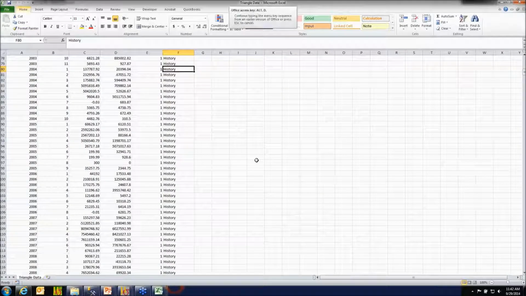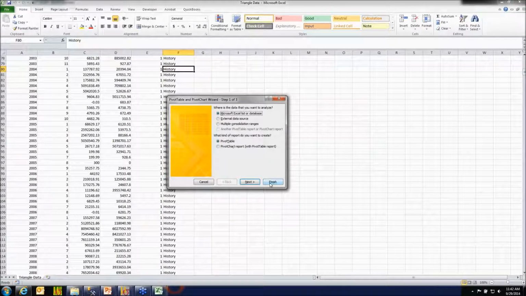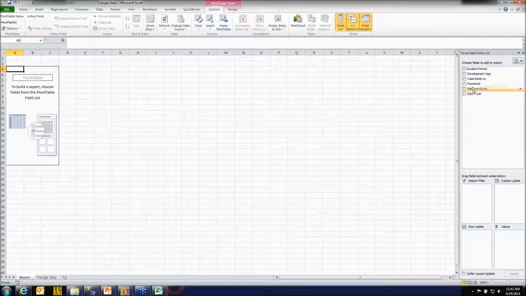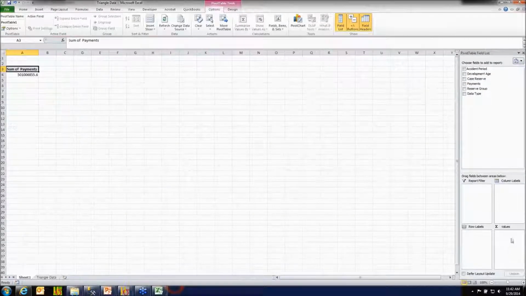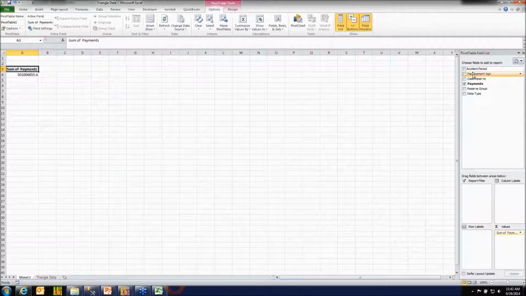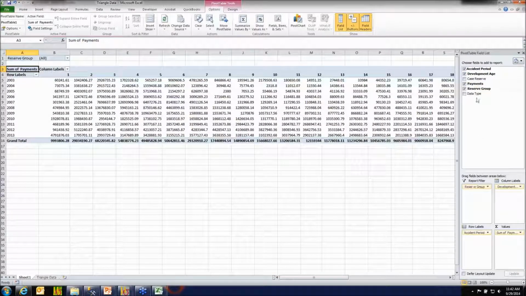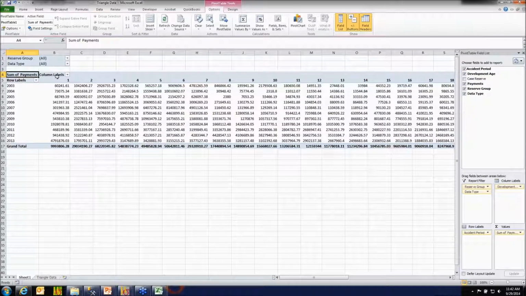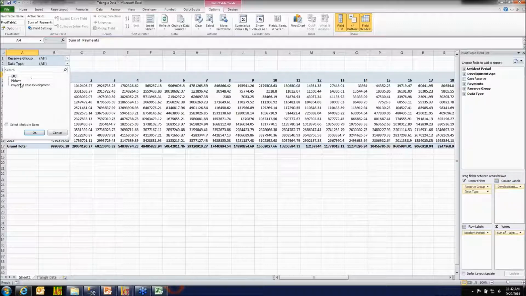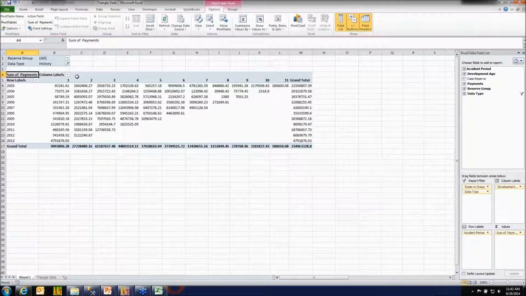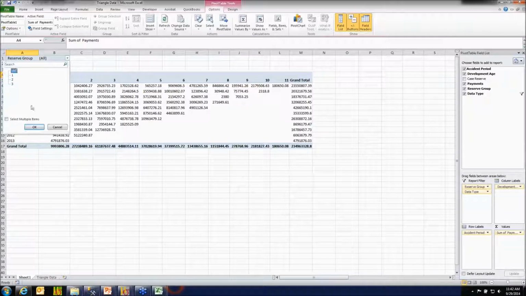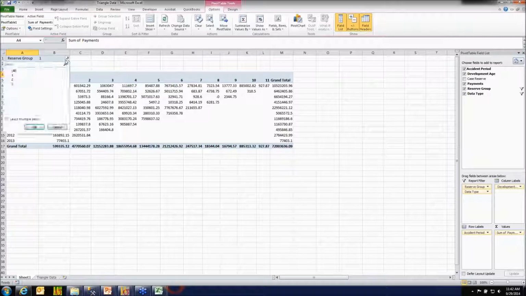So I could look at this and do a quick pivot table and just say I want payments down here, and development age across the top, accident period down there, and add some filters where we've got data type history. So here's our total history, and we can look at that separately for these different tiered reserve groups to see how they might develop differently in a normal triangle analysis.